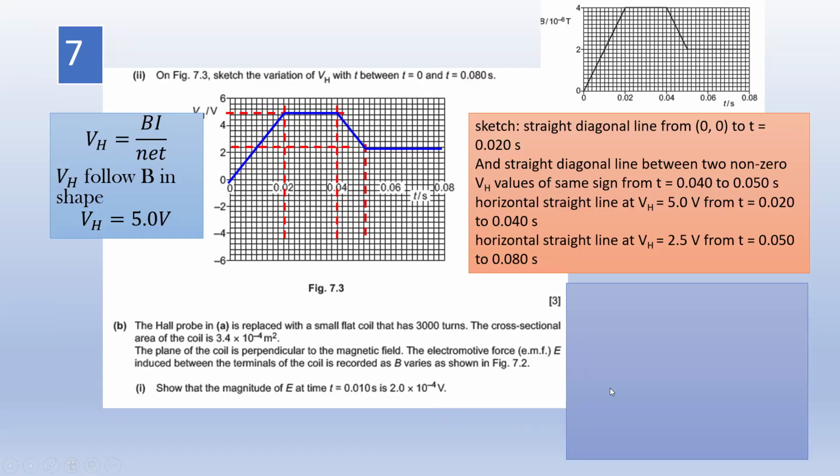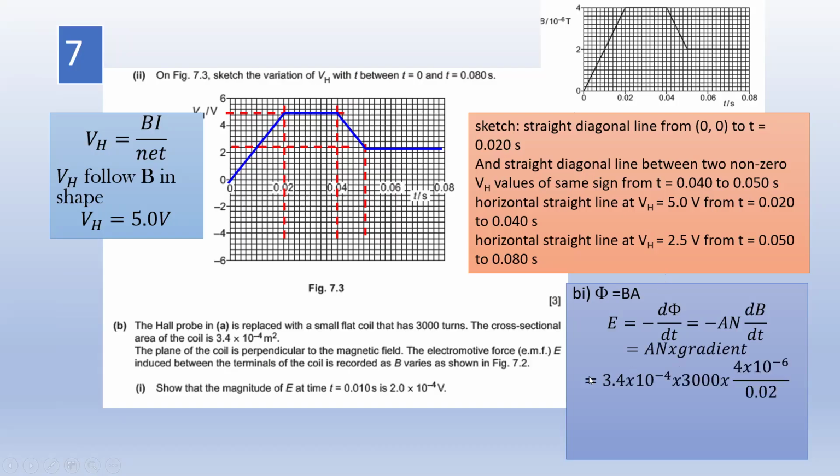Use a formula. Flux is BA, flux linkage is BAN. So AN is constant, so it's the slope. That's the gradient. That's your A, that's your N, 3,000. That's your slope, divided by 0.02. So that's how we have shown it.